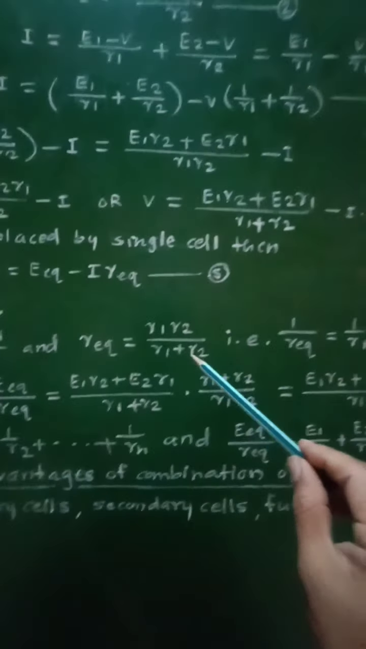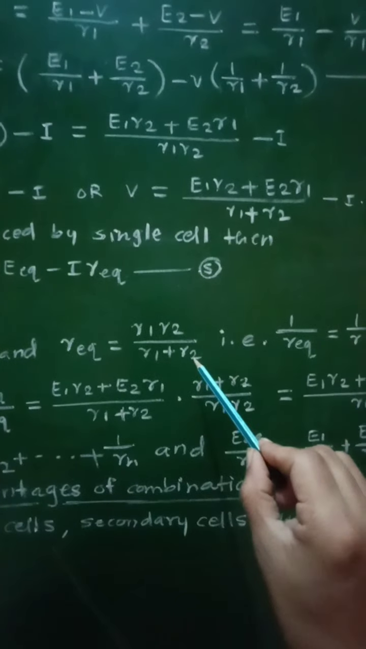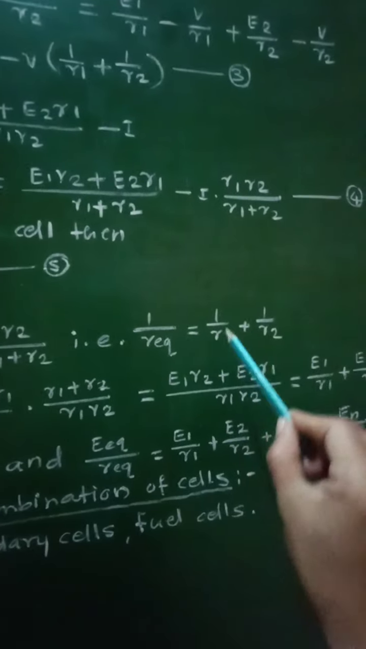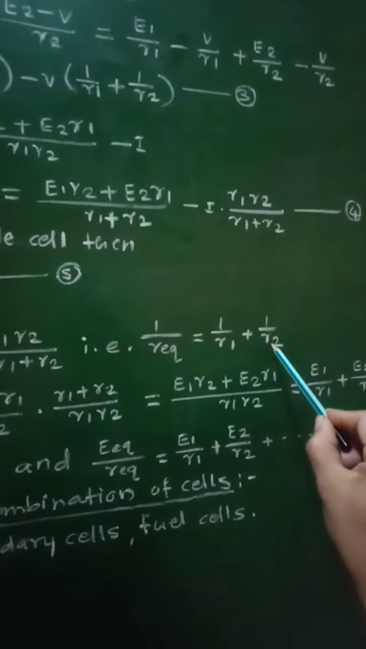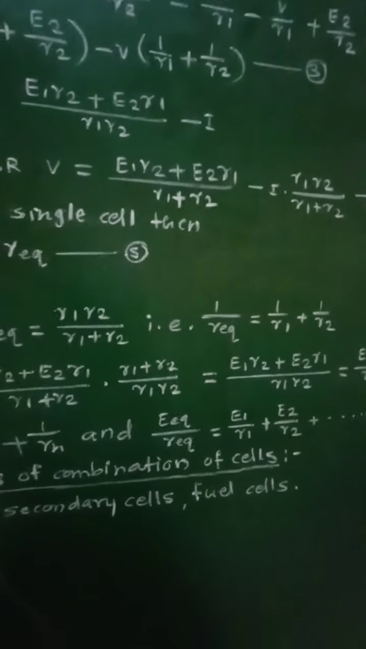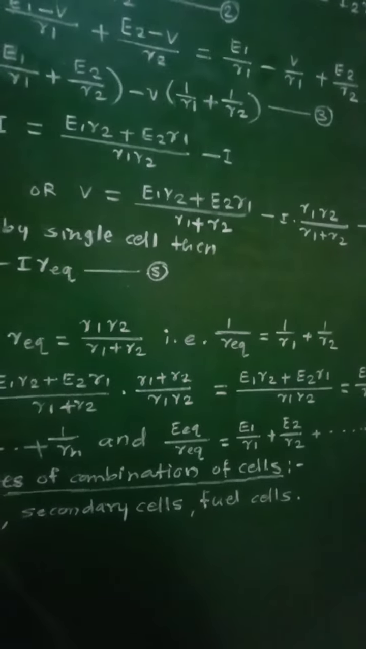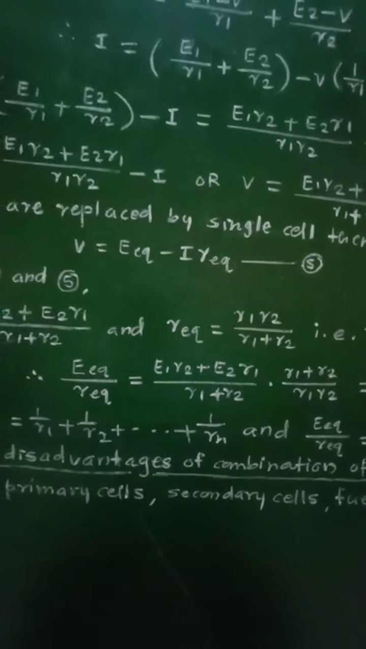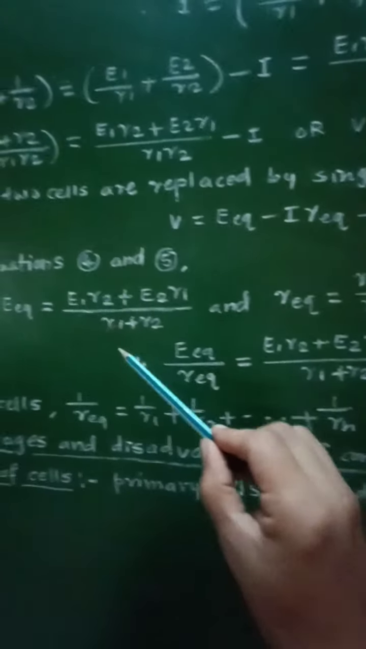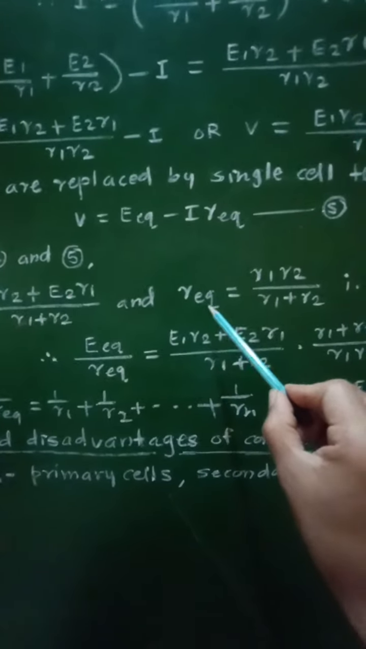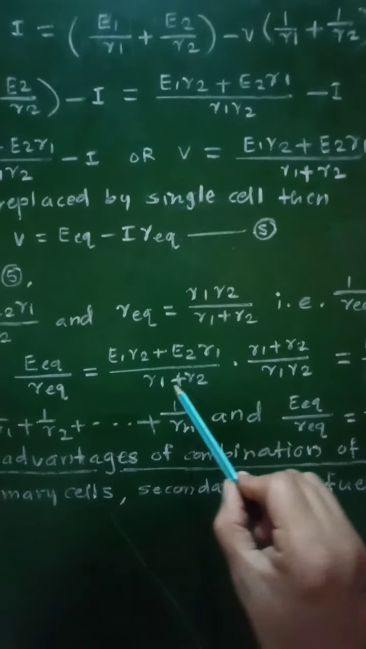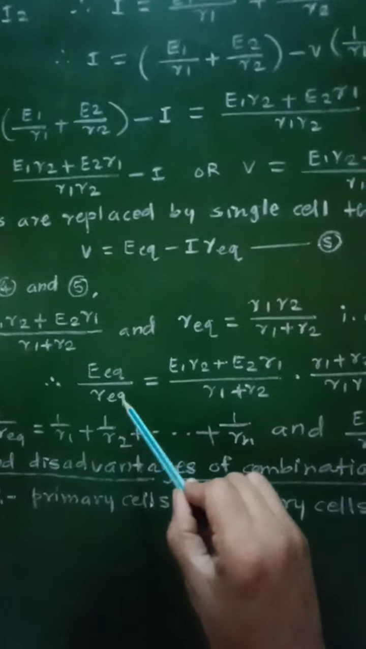When the two resistances R1 and R2 are connected in parallel, their equivalent resistance is given as 1 upon R equivalent equal to 1 upon R1 plus 1 upon R2. And therefore these are the values of equivalent EMF and equivalent internal resistance. From this we can take the ratio of E equivalent to R equivalent. Then we will get E1 R2 plus E2 R1 upon R1 plus R2 divided by this R equivalent.